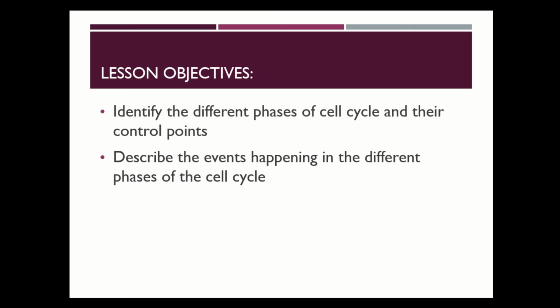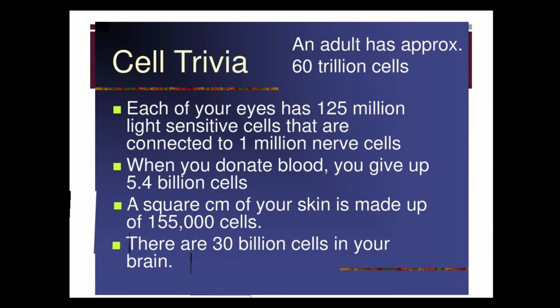Objectives, we have two. So at the end of this module, the student should be able to, number one, identify the different phases of cell cycle and their control points. Number two, describe the events happening in the different phases of the cell cycle.